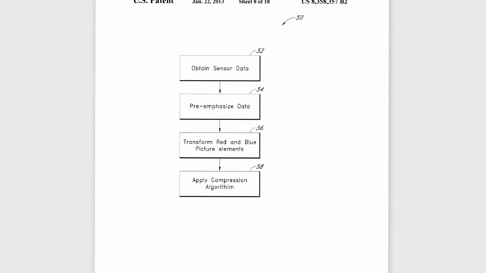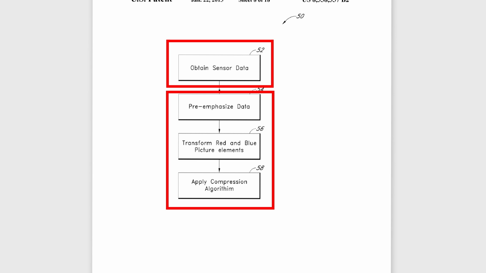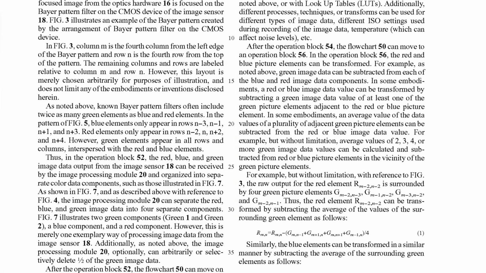This one is what every digital camera has: a sensor to obtain the image data and something to process that and apply the compression algorithm. And these 2, let's come back to them after we read the claim. And here is what the patent claims.